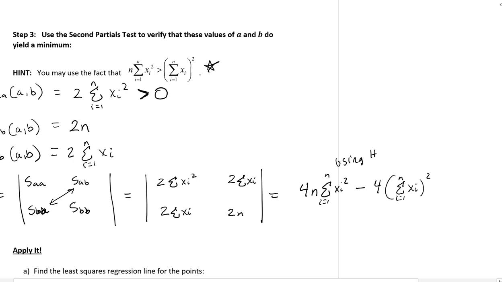Using the hint, can you see why this thing right here has to be greater than 0? N times the sum of the squares of x is going to be greater than the sum of x's squared. Notice we have a 4 in front of those, so because that thing in yellow is greater than that thing in blue, this difference has to be greater than 0.